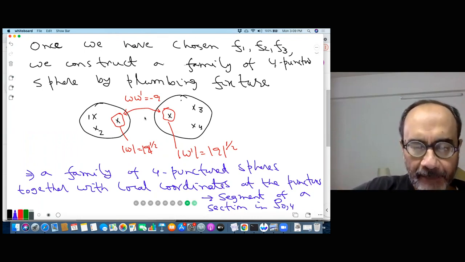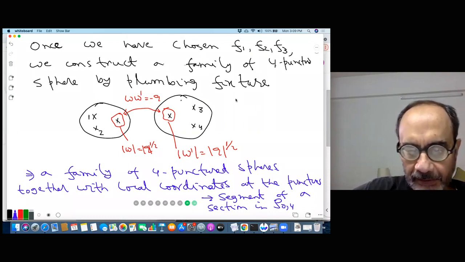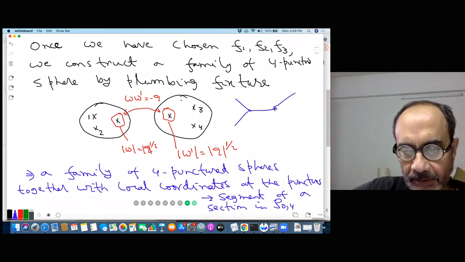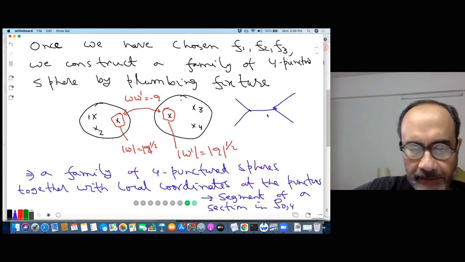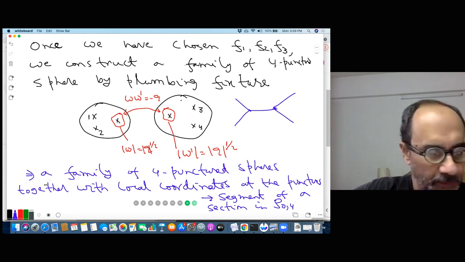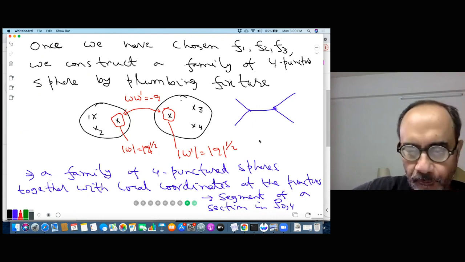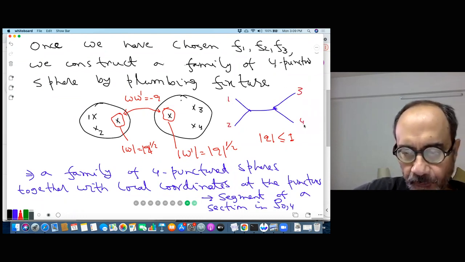So in terms of Feynman diagrams, what you are doing here is that once you have defined this official 3-point function, you are basically constructing a 4-point function. And here I restrict Q to mod Q less than or equal to 1, as you have been doing earlier, so that you exactly get the propagator that we introduced earlier. So here is 1, 2 on one side and 3, 4 on the other side. So this we can call the S-channel diagram.